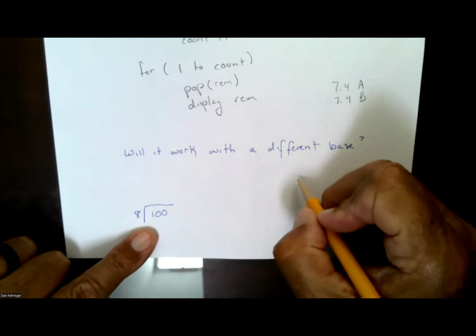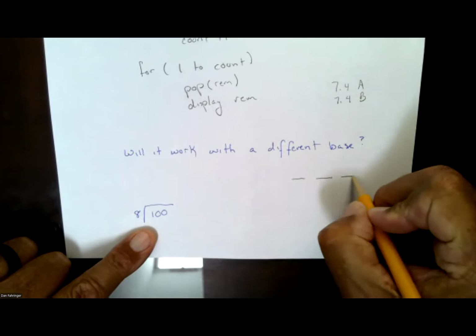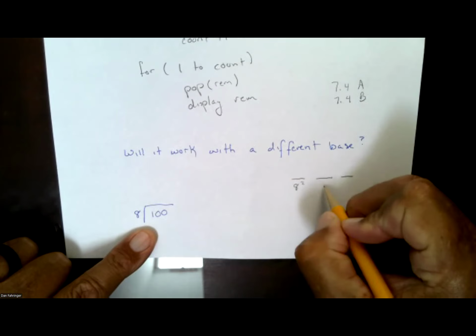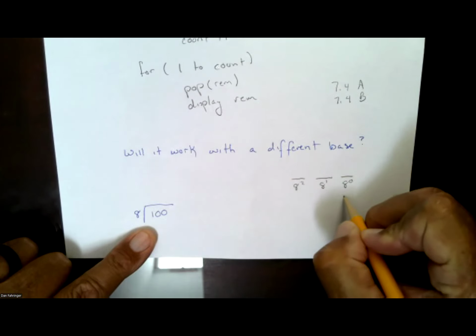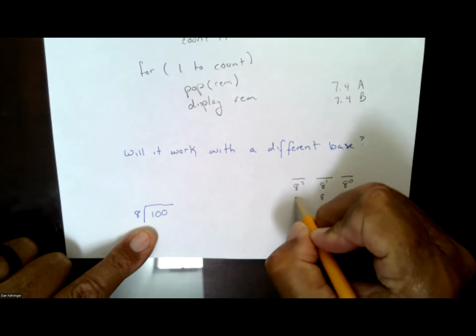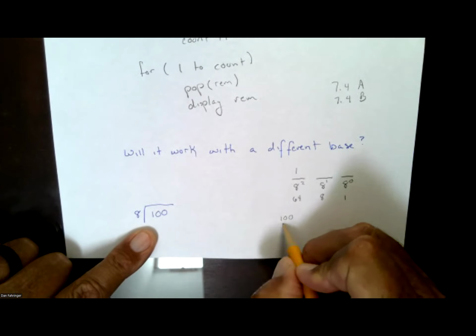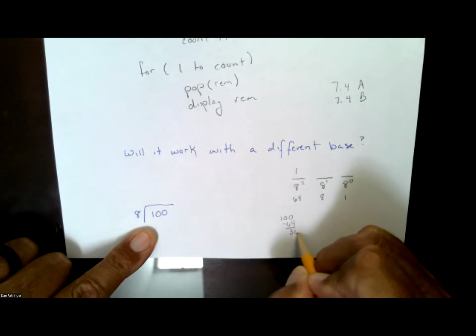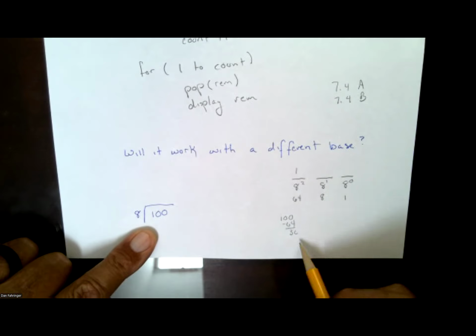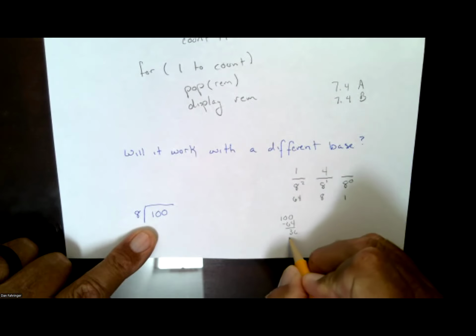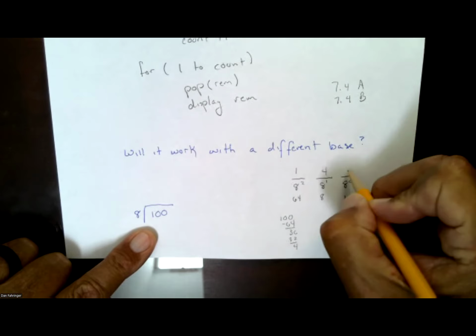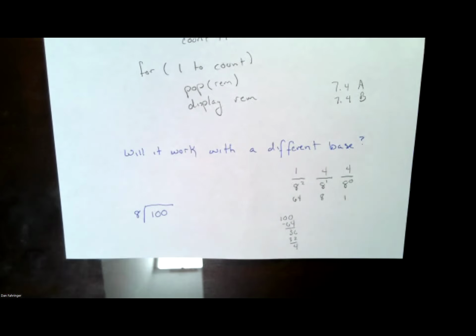Let's see. If I go to my base 8s, and this is another way to do it. This is 8 squared, 8 to the first, 8 to the 0 power. That's the same as 1. That's the same as 8. That's the same as 64. I need a 64. That leaves me with 36. I'm going to need 4 8s. That leaves me 32 with 4. So it should be 144. Now, do I expect you to know what I just did? No, but that's another way that we can convert.